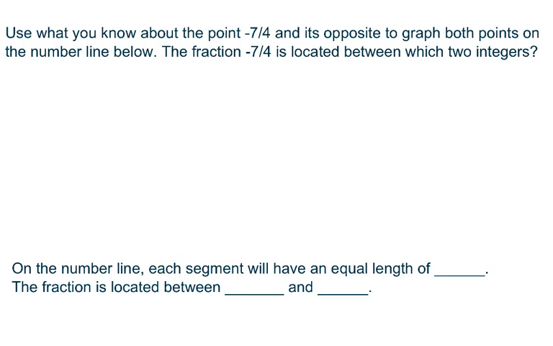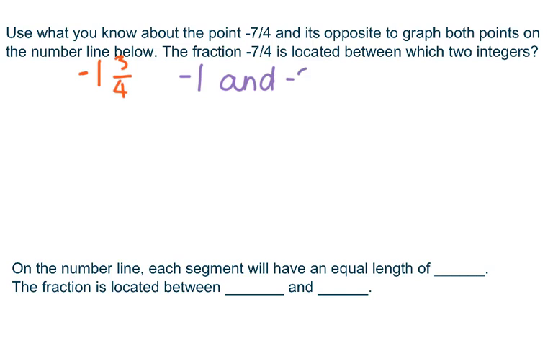So how many times can 4 go into 7? And the answer is 1, and we would have 3 left over, and it is a -7/4, so our answer has to be negative. So as a mixed number, we have -1 and 3/4. So which two integers is this located between? -1 and -2.